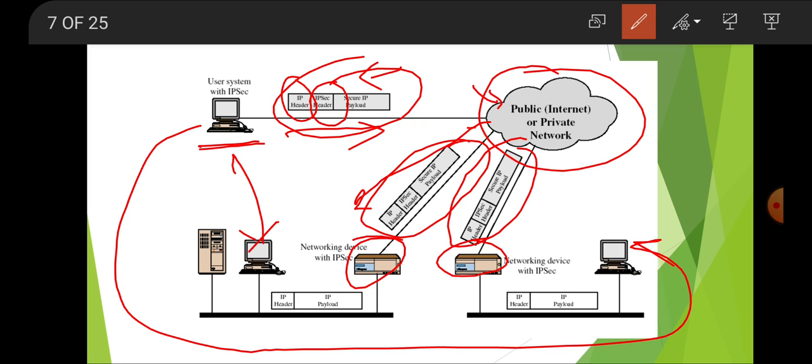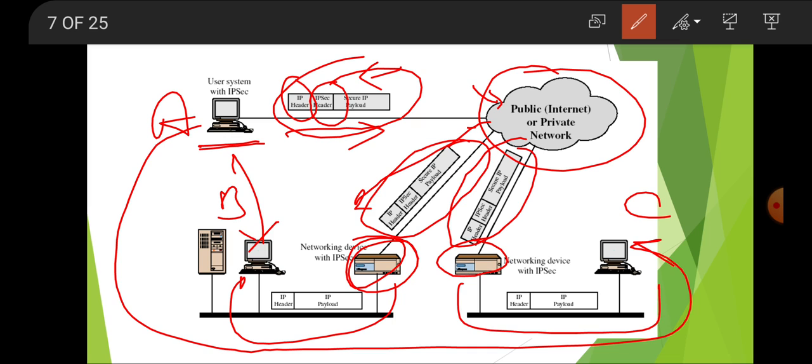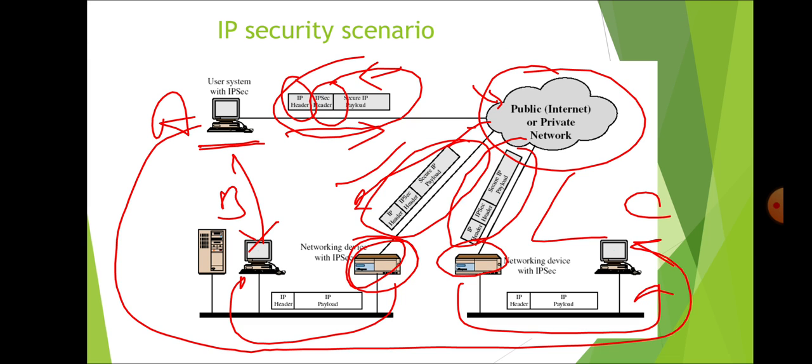Now while the packet reaches here, the IP security header is removed because it has already reached the particular destination securely. The actual information is received by that particular person. So this is A, and this is B and C. B and C will receive the information in a secure manner. On both sides, the information can be received very securely. So this is exactly how the IP security scenario works.